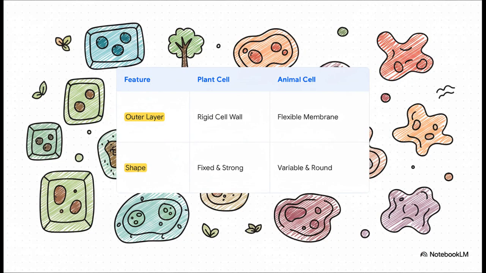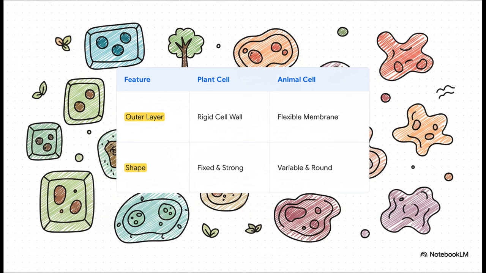And the first thing you'll notice is that not all cities are built the same. A really big difference is between plant cells and animal cells. If you look at a plant cell, it has this super rigid outer layer called a cell wall. That's what gives plants their structure, why a tree stands tall. It gives the cell a fixed, boxy shape.